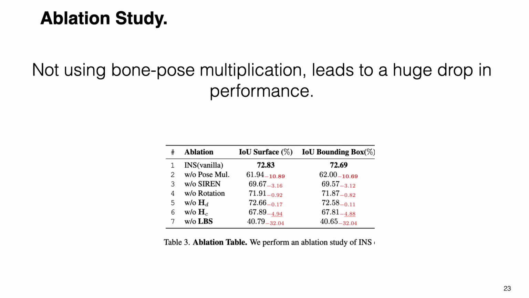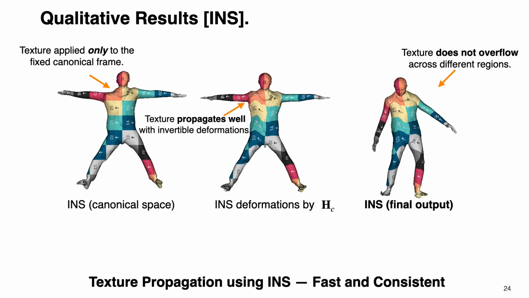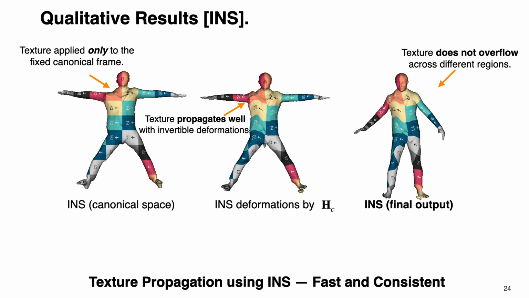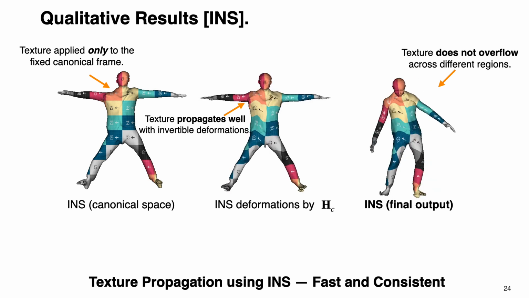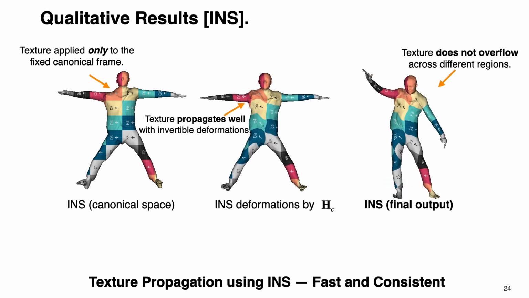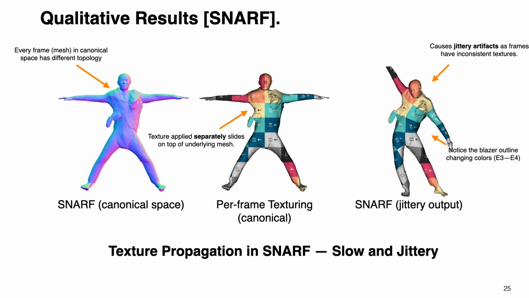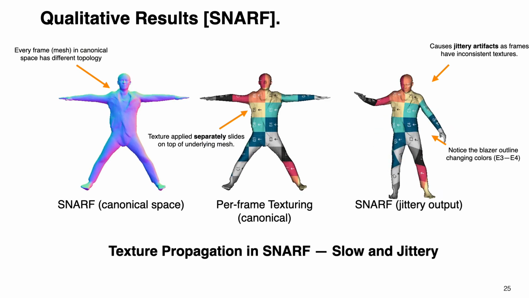In our ablation study, we found that not using the bone pose multiplication led to a huge drop in performance. INS allows us to preserve surface correspondences. We can propagate mesh attributes such as texture using it. This is a visual example displaying the same. On the other hand, previous methods such as SNARF do not display these benefits.